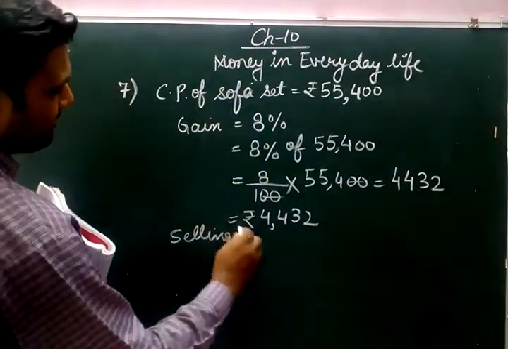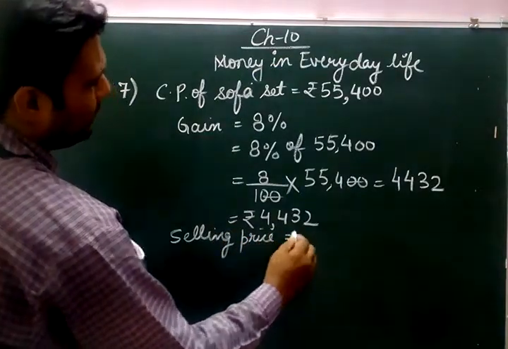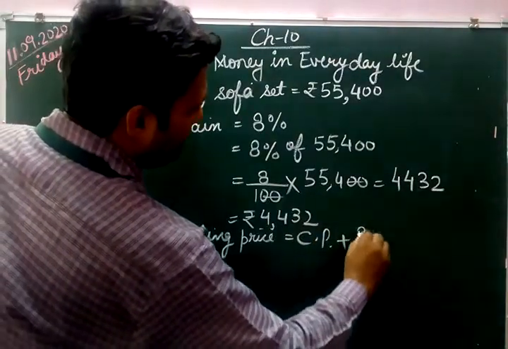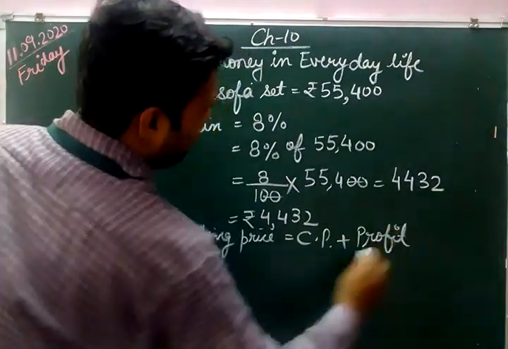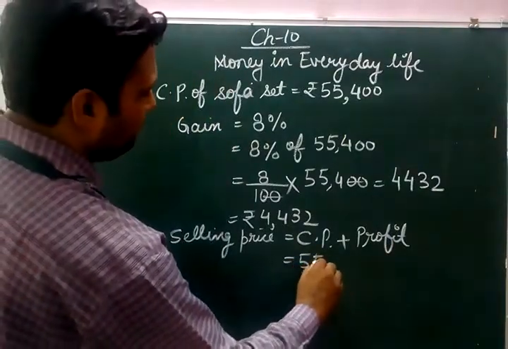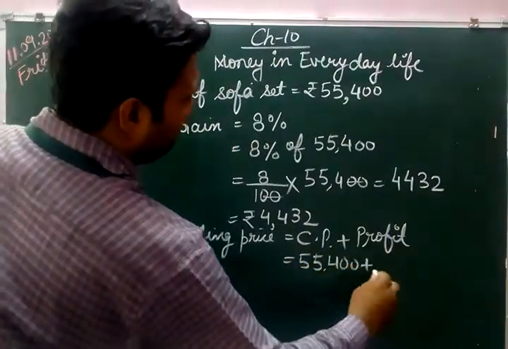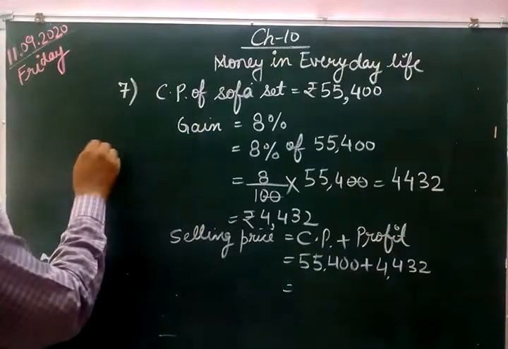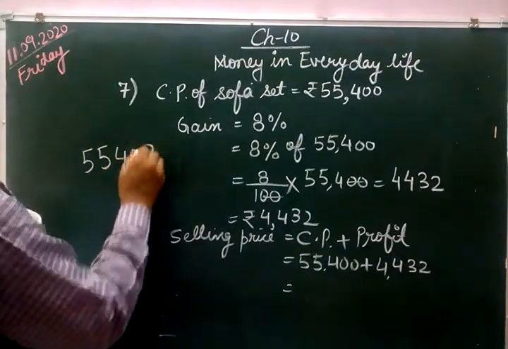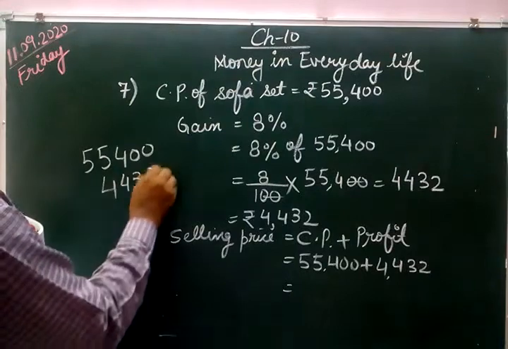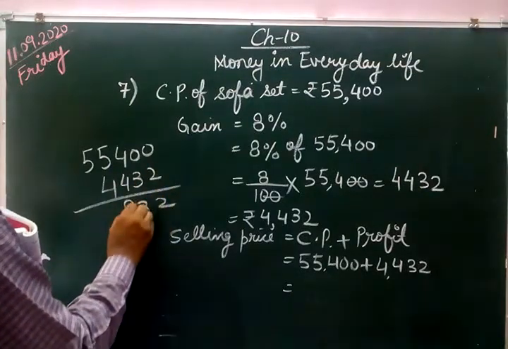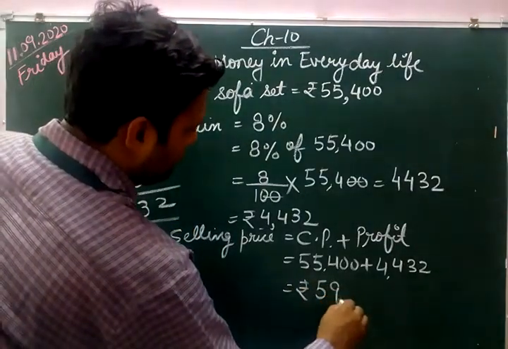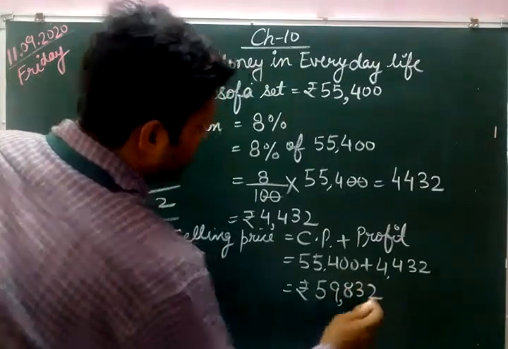Selling price, when profit and CP is there, what is the formula? Cost price plus profit. So what will happen? Cost price is 55,400 plus 4,432. When you add 55,400 with 4,432, 59,832. This is the answer.